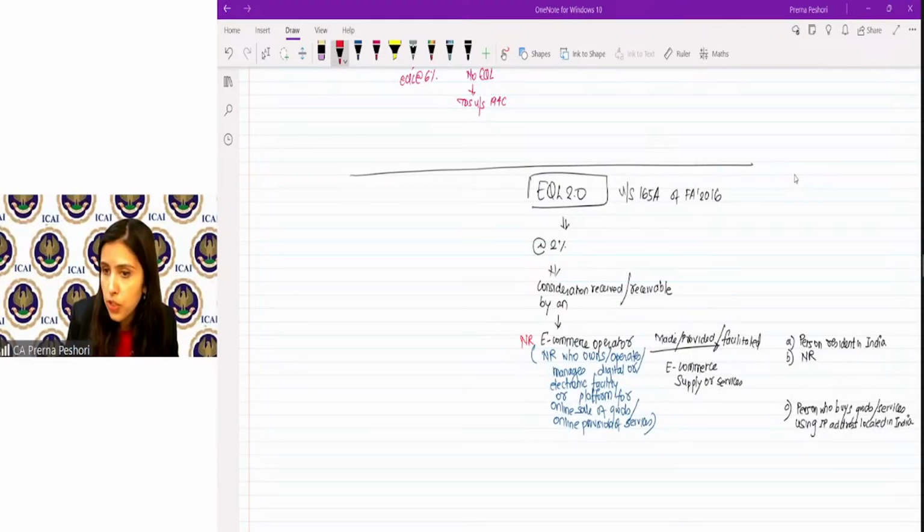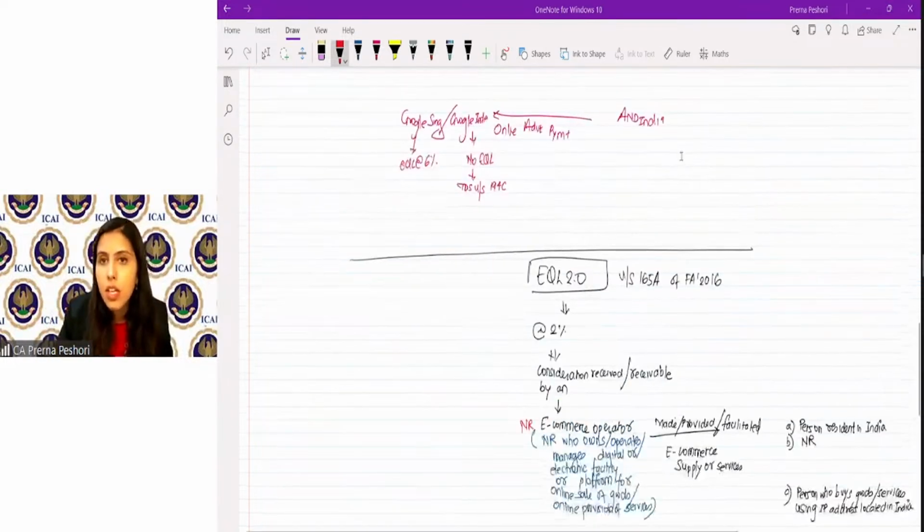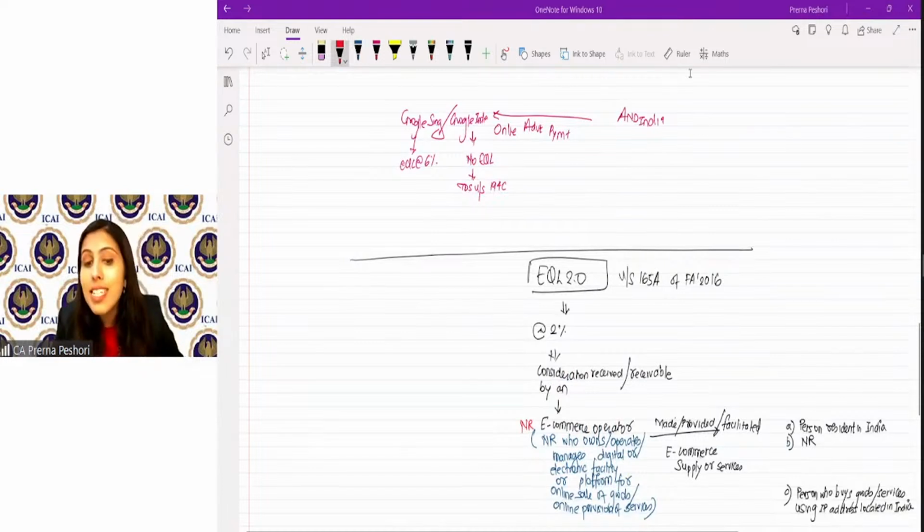Then the second situation is, we'll keep the non-resident aside. B point, we'll keep it aside. We'll touch upon the C point. It says, person who buys goods or services using the IP address located in India. So, let's say, for example, if I am not a person resident in India, I am a non-resident, but I buy the goods or services using the IP address located in India.